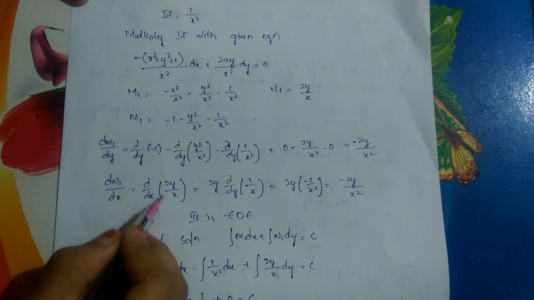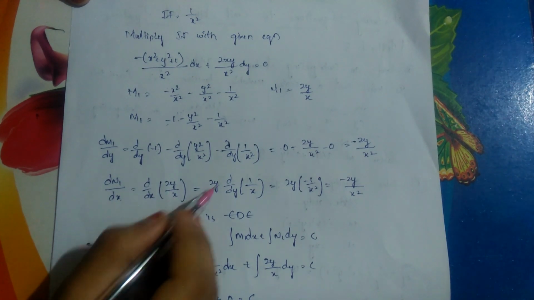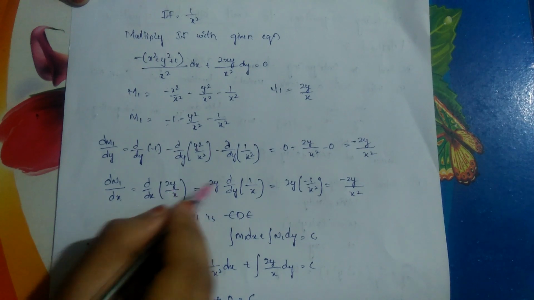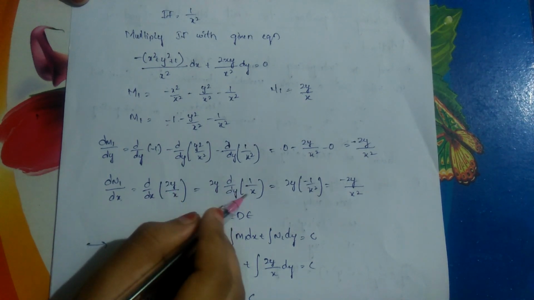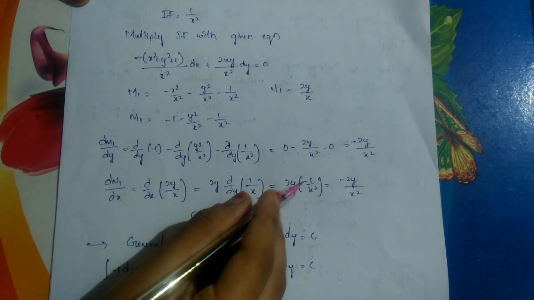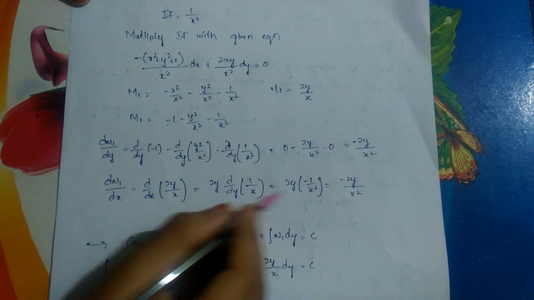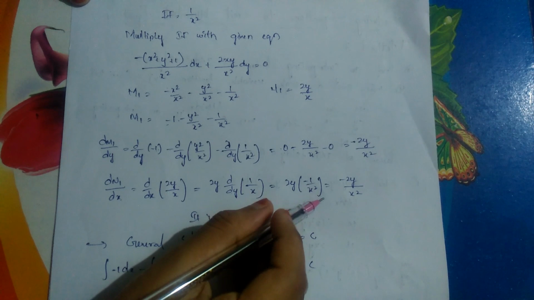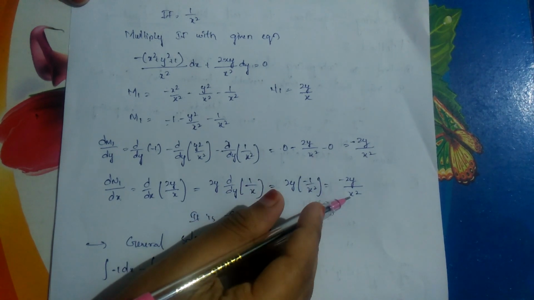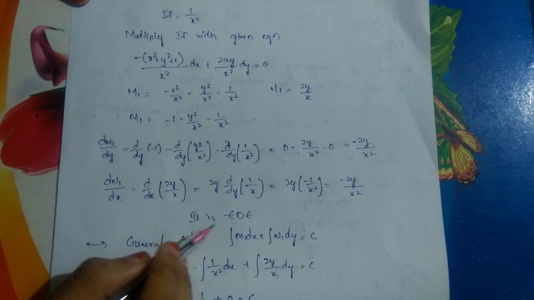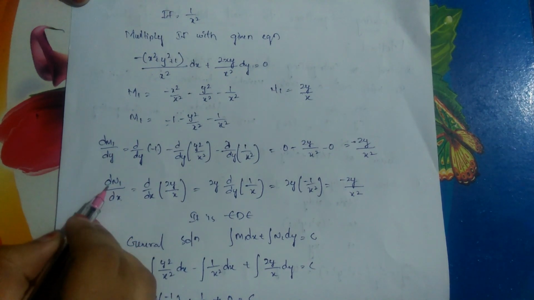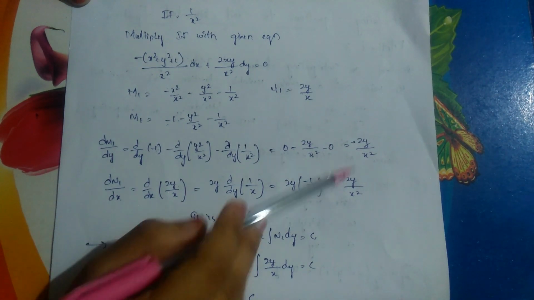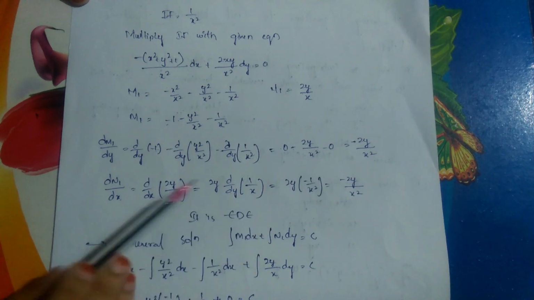Then similarly we have to find dou n1 by dou x, which equals dou by dou x of 2y by x. Now here 2y is constant, so 2y into dou by dou x of 1 by x, and that equals 2y times the differentiation of 1 by x, which is minus 1 by x square, and that equals minus 2y by x square. Now it is an exact differential equation because dou m1 by dou y is equal to dou n1 by dou x. Both values are the same.